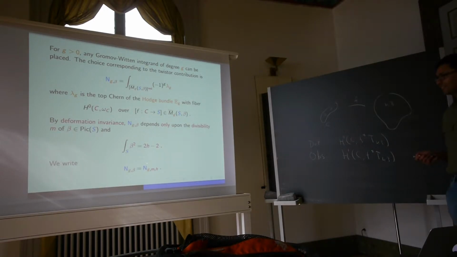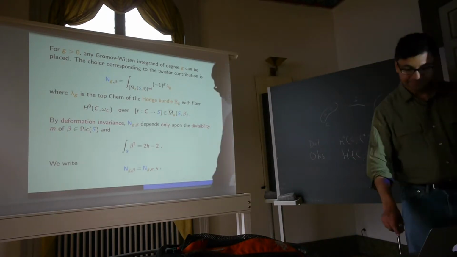The problem is to calculate these numbers with g, m, and h. So g is the genus, so it's 0, 1, 2, 3. m is the divisibility, so it's 1, 2, 3, and h is the self-intersection, and that starts at 0, 1, 2, 3. So it's basically three integer parameters.